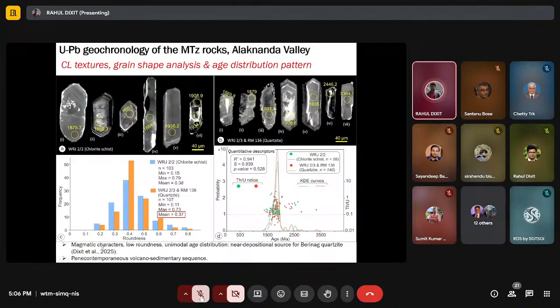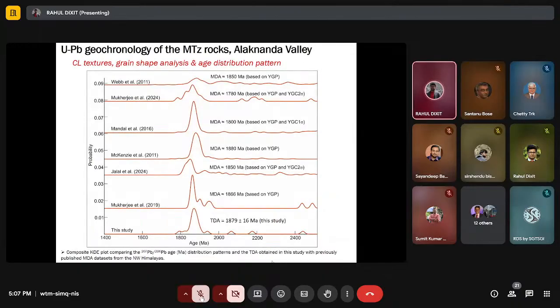So based on the magmatic character, low roundness, and unimodal age distribution, we can say that the source for the detrital zircons within the quartzite must be a near depositional one. The detrital zircons within the quartzite must not have traveled far from their source, and they were deposited in a very near basin. Since these quartzites represent the rifted back arc basin, the source of the sedimentary material must have been somewhere within that region, very close to it. For that I'll come to this slide later.